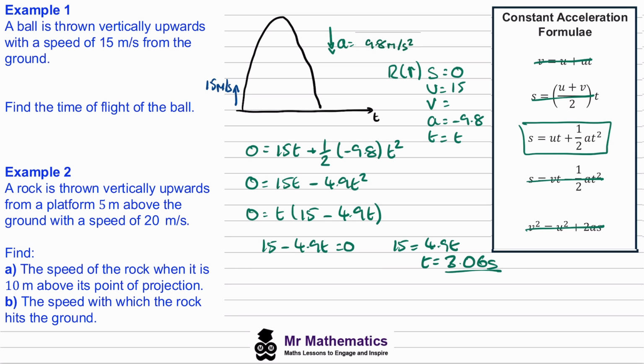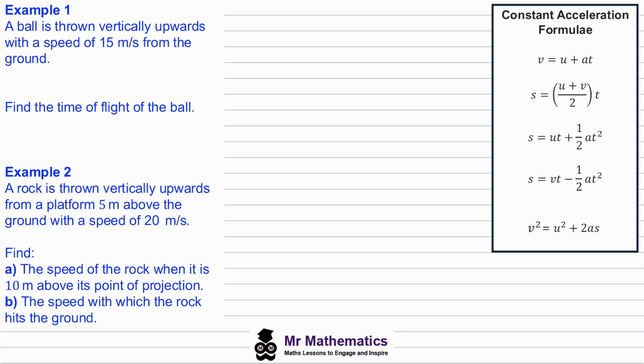Let's try question 2. So now we're told that a rock is thrown vertically upwards from a platform 5 meters above the ground with a speed of 20 meters per second. So do you want to try and sketch this yourself? Think about the trajectory of the rock and identifying the unknown values.